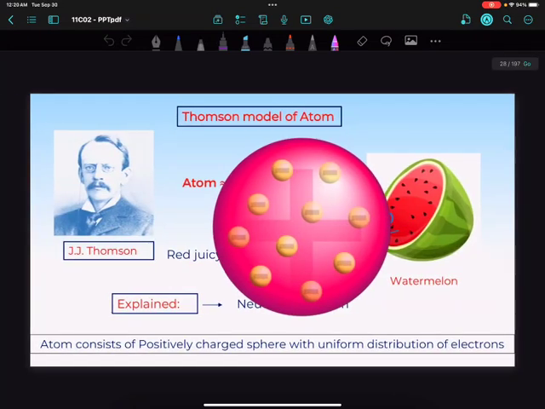First let's learn about the Thomson model. Thomson is one of the most important personalities from our chemistry point of view. He studied the atom from a very different perspective. He related the atom model to a watermelon. He described the atom as a watermelon with seeds in it, where the seeds are nothing but the negatively charged particles, and the whole watermelon is positively charged. Okay, he considered that an atom consists of a positively charged sphere with uniform distribution of electrons.